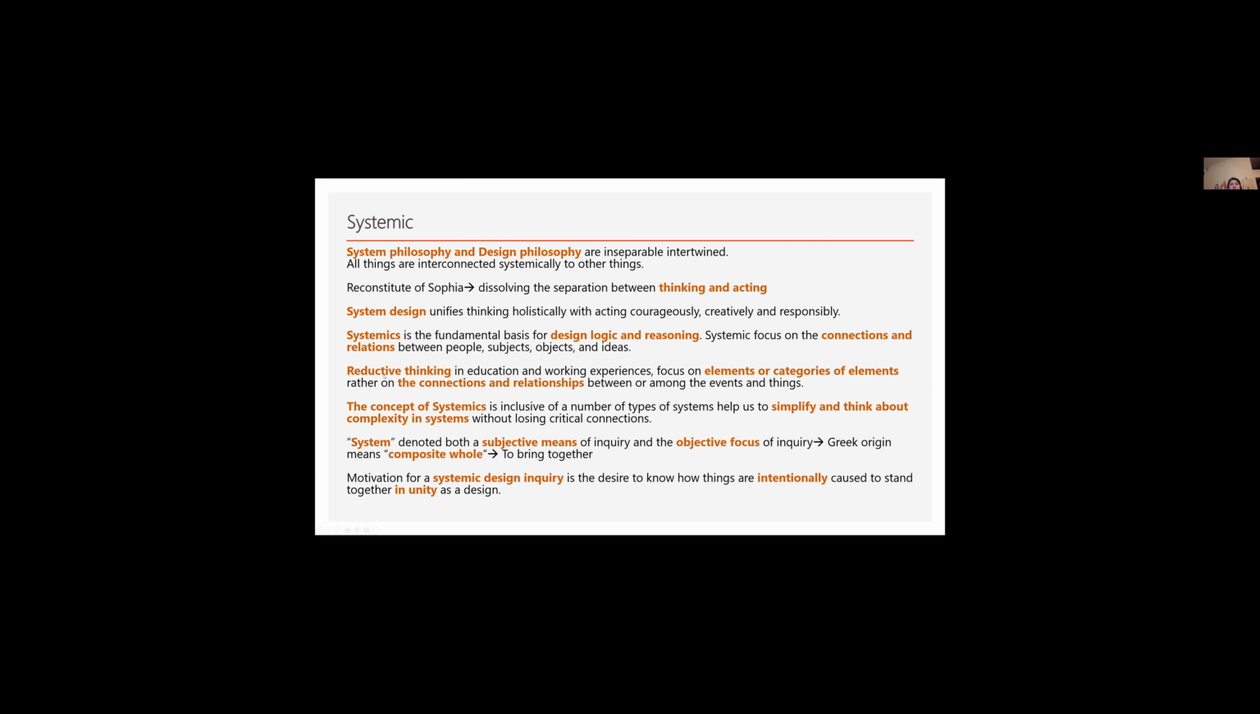Reductive thinking in education and working experience focuses on elements and categories of elements rather than connection and relationship among the events and things. I think that's very critical. That's the problem with our current education, I think, because we learn it's all about the subject. You know, we learn this subject, and we don't know what's the relationship between them.